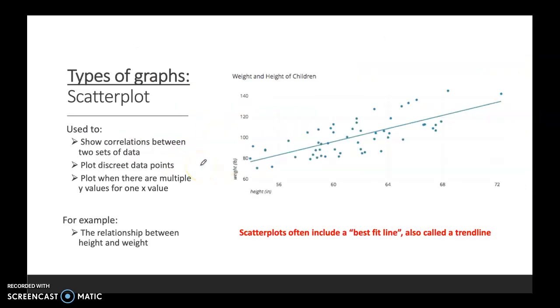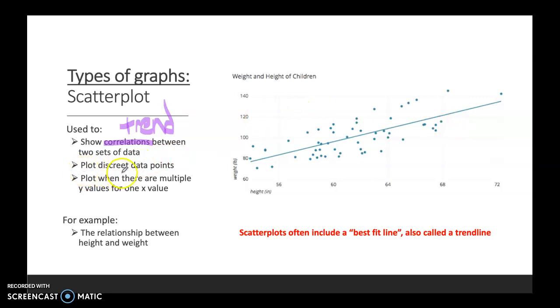And then finally, we have the scatter plot. This one is looking for a correlation or a trend. What is the trend when we're looking for a relationship between the data? So in this example, we're looking at how weight and height relate to each other. Well, based upon this data that's collected, typically as height increases, so does the weight.